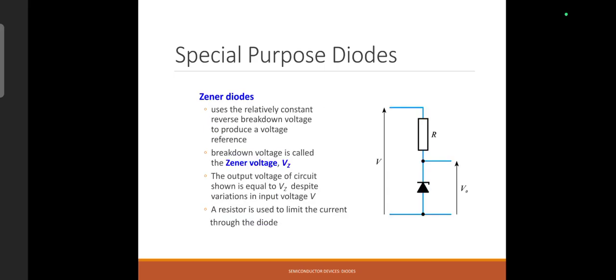Next one is the Zener diode. The Zener diode is also a special purpose diode. A Zener diode is designed to operate in the reverse breakdown region. Unlike an ordinary diode, it is safe. It means that it safely conducts current after reaching its Zener voltage. Because of this property, it maintains a nearly constant output voltage even when the input voltage changes. For this reason, Zener diodes are commonly used as voltage regulators and voltage reference circuits in electronic power supplies.